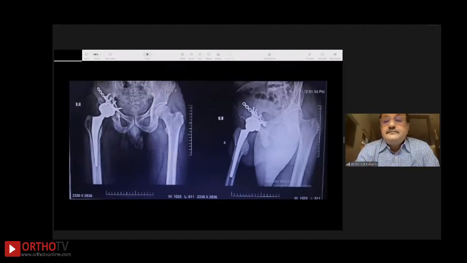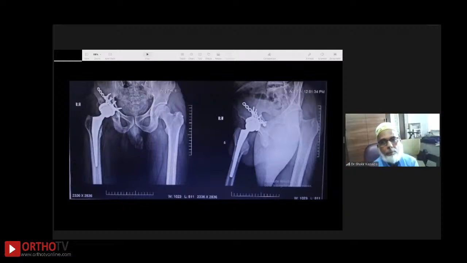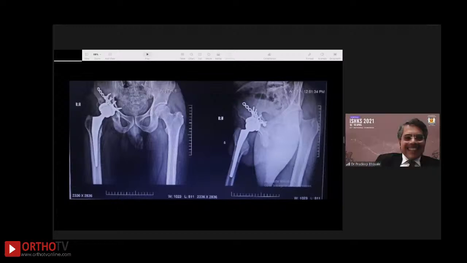Correct. But if you have a Midas Rex, it is very comfortable in the theater. If there is a little bit of protrusion here, you can just trim it off with the Midas, and it is very comfortable. You don't have to do very major surgery. I think Pradeep would agree to that.